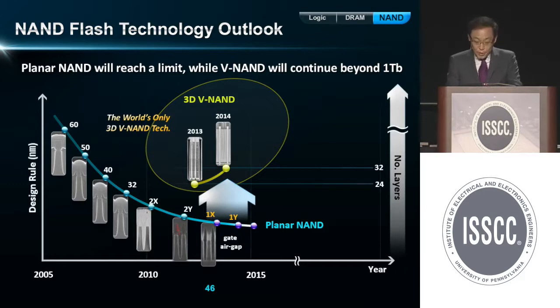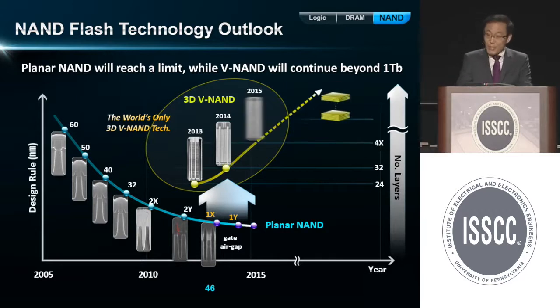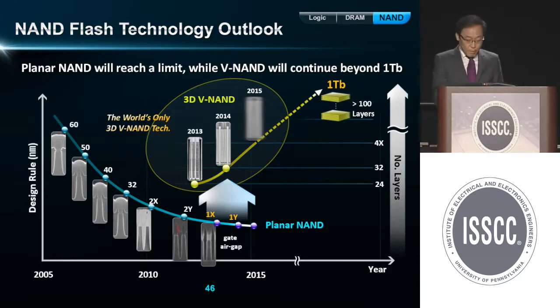We started mass production of 3D vertical NAND with a stack of 24 layers in 2013, and 32 layers followed in 2014. We believe eventually the 1 terabit era will be realized. This means more than 100 layers have to be stacked. As of today, it's a big challenge, but I'm sure we'll be able to overcome this, as we have done in the past, through material and process innovation, as well as proper design technologies.